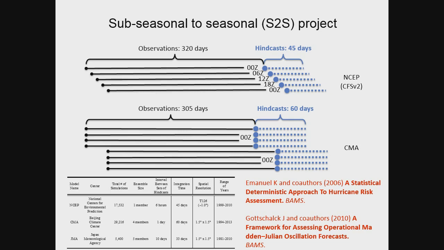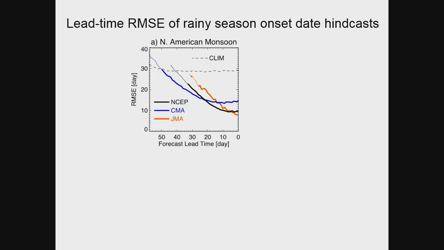And obviously, I only analyzed the case where the onset or demise of the rainy season falls within the simulated period. So this is lead time root mean square error. We have root mean square error on the y-axis here, forecast lead time on the x-axis here. The climatology, so if you just use the observed climatology to forecast the onset of the rainy season, that's the error you get. So this considers that whole large region over all the monsoon regions.